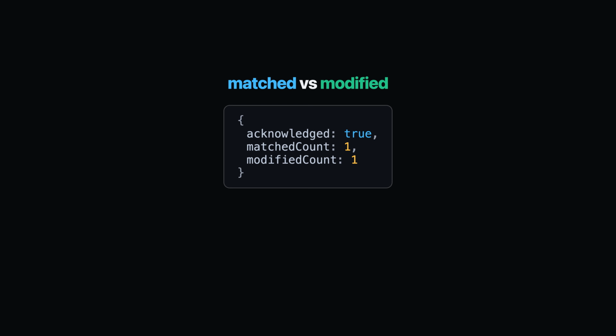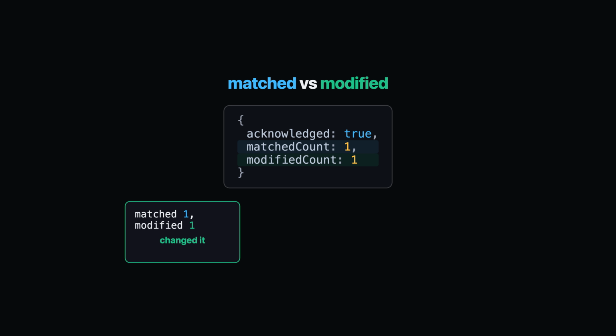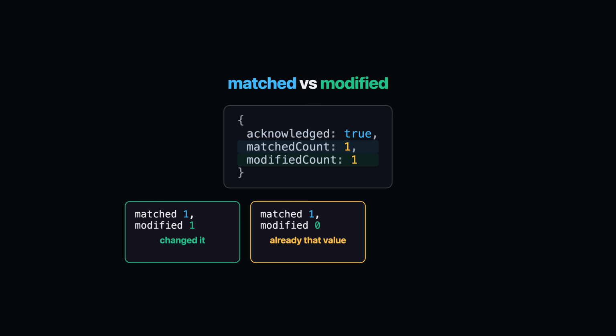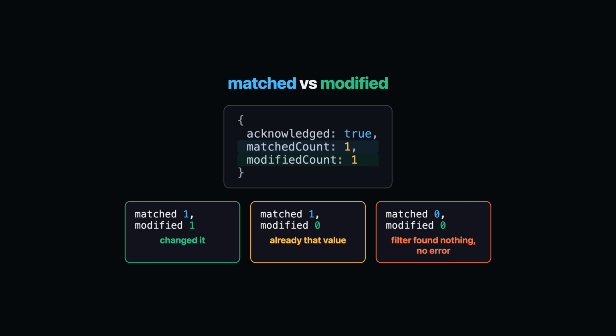The report gives you two numbers worth reading: matched count, how many the filter found, and modified count, how many actually changed. Usually both are 1, but matched 1, modified 0, the value is already 8.1. Matched 0, your filter found nothing, and that is not an error. The update just quietly did nothing.